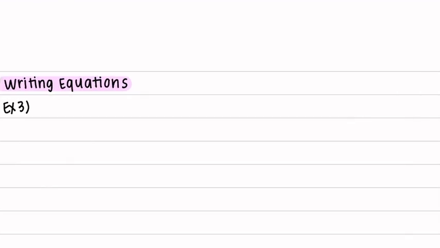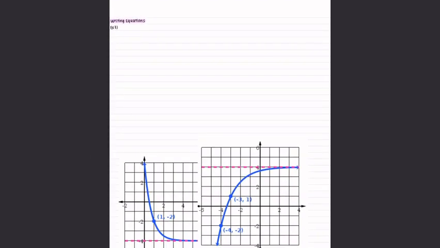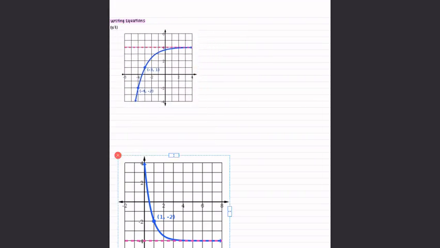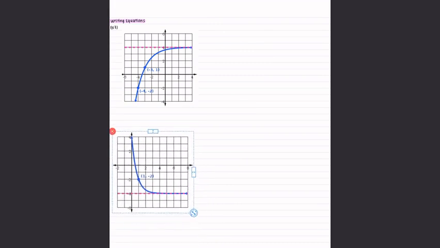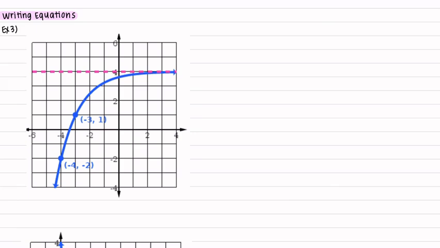Example 1, this would be example 3 on our notes, but we are given this graph. The one that looks like, we'll pick this one first. So go ahead and put that in your notes. Make a sketch. I would pause this video because you do need to make a sketch of that graph in your notes. It has a horizontal asymptote at y equals 4, a point at -3, 1, and -4, -2.